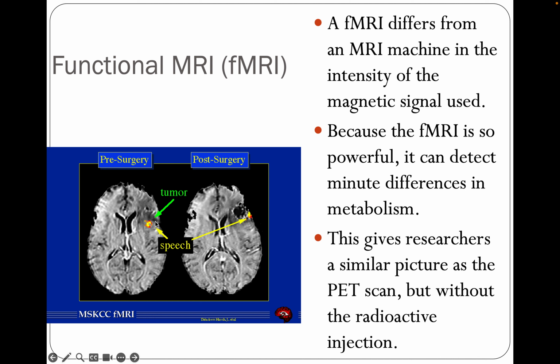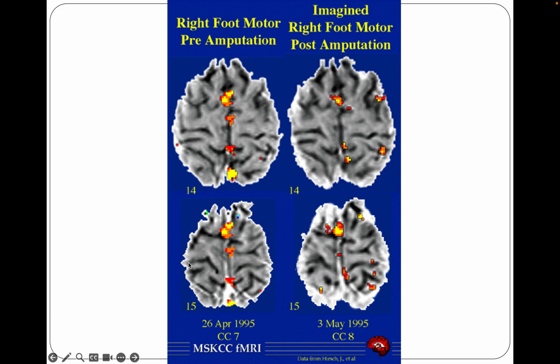And this is a tumor. That's a tumor pre-surgery. You can see how large a chunk of the brain they took out, but they missed some. And that's what it looks like.